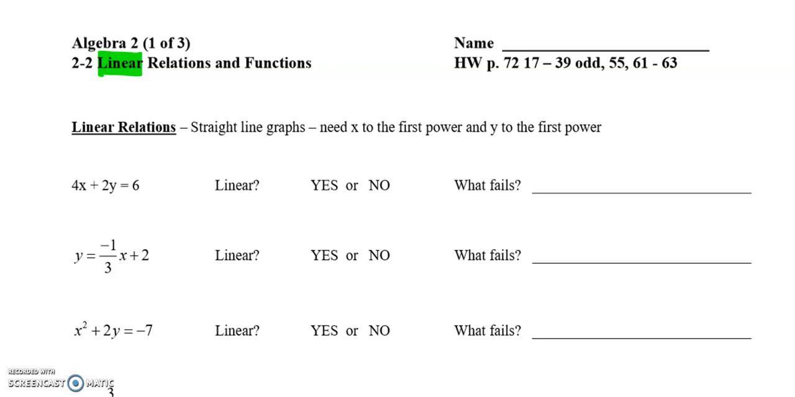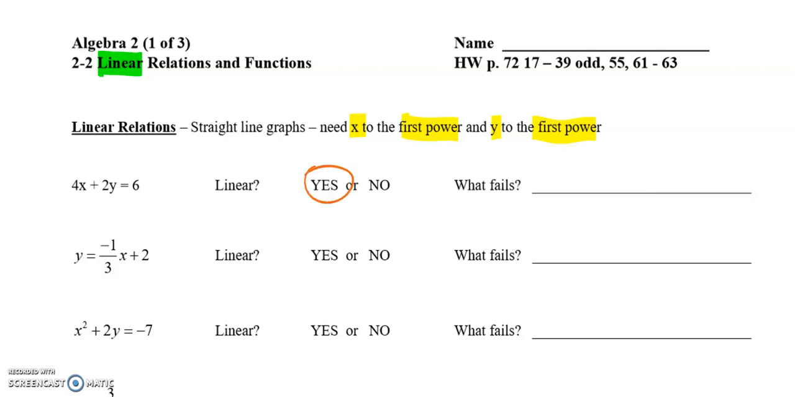We need x to the first power and y to the first power. So x has to be to the first power and also y has to be to the first power. So no squareds, no cubes, no divided by x, nothing like that. So if we look at 4x plus 2y equals 6, is that linear? Do we have x to the first power? Do we have y to the first power? Yes to both of those.